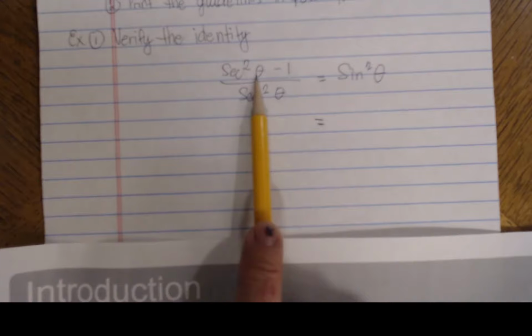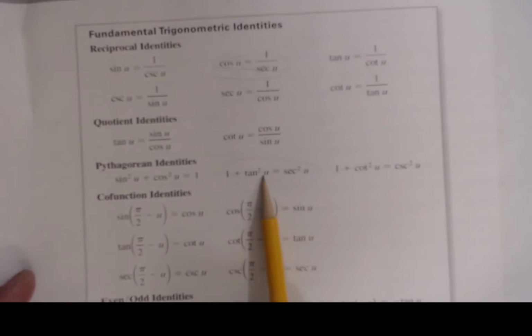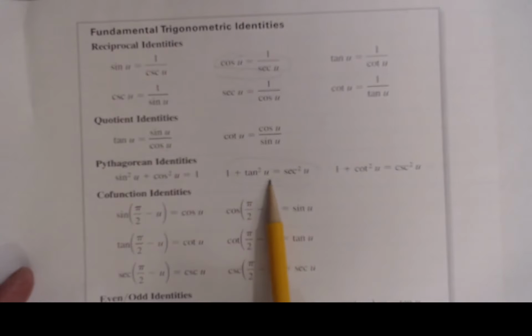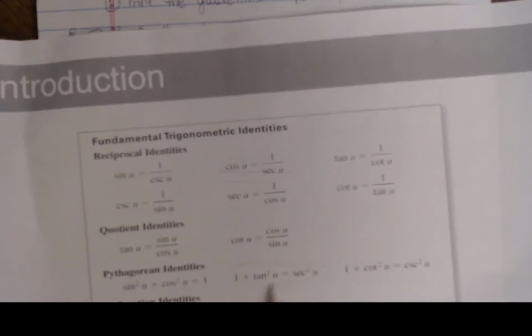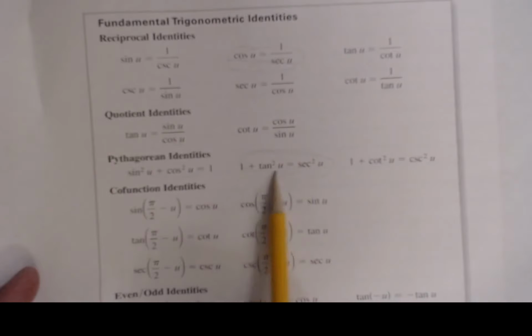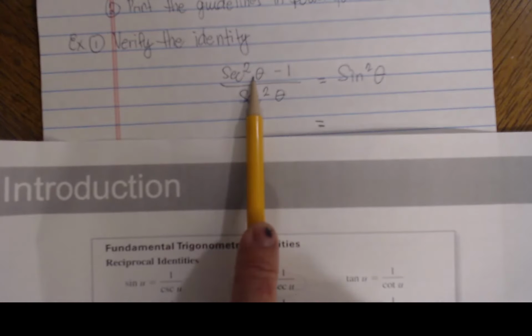I have three Pythagorean identities. I think I'm going to use the middle one because it concerns secant squared. There is a secant squared here, and my given is in secant squared. They're not the same right now, but I can write this expression to look like this. Okay, so I'm going to use the second Pythagorean identity.